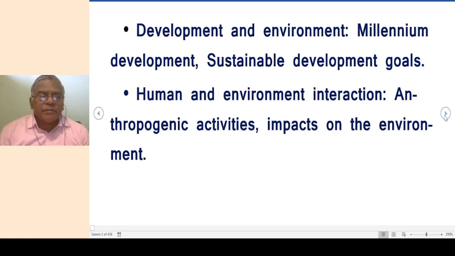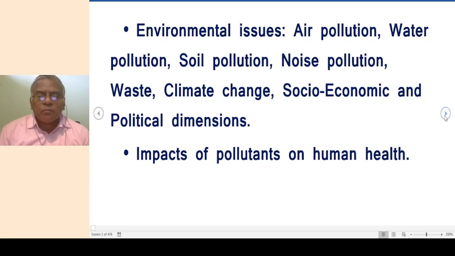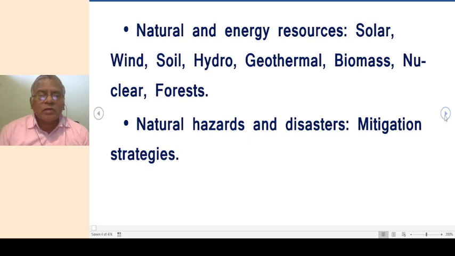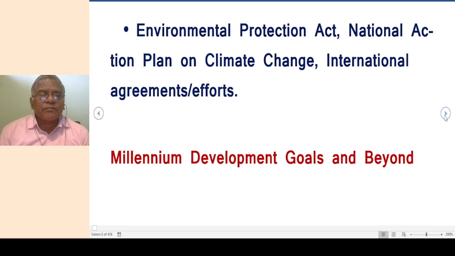Development and the environment, Millennium Development, Sustainable Development Goals, human and environment interaction, and anthropogenic activities, impacts on the environment, environmental issues, air pollution, water pollution, soil pollution, noise pollution, waste, climate change, socio-economic and political dimensions, impacts of pollutants on human health, natural and energy resources, solar, wind, soil, hydro, geothermal, biomass, nuclear, forest, etc. Then natural hazards and disasters, mitigation strategies, Environmental Protection Act, National Action Plan on Climate Change, international agreements, efforts.